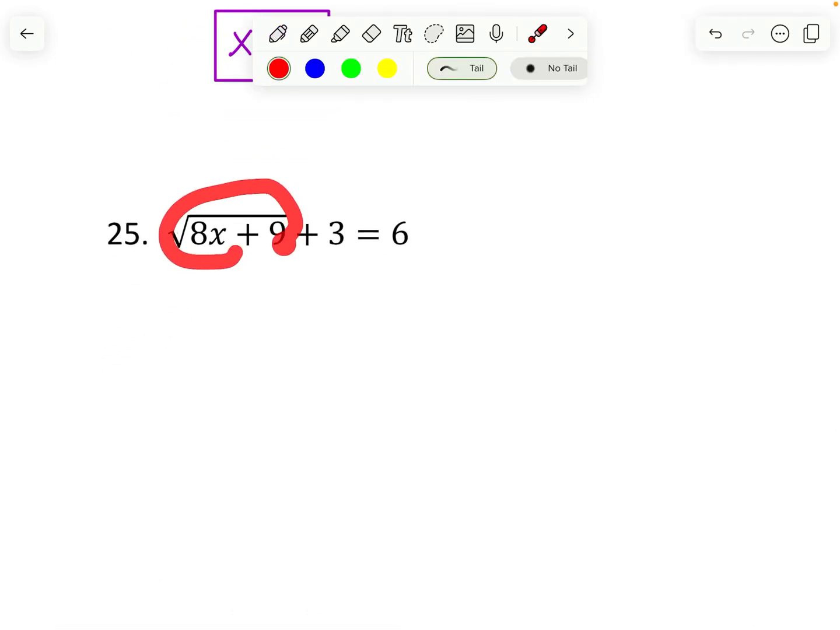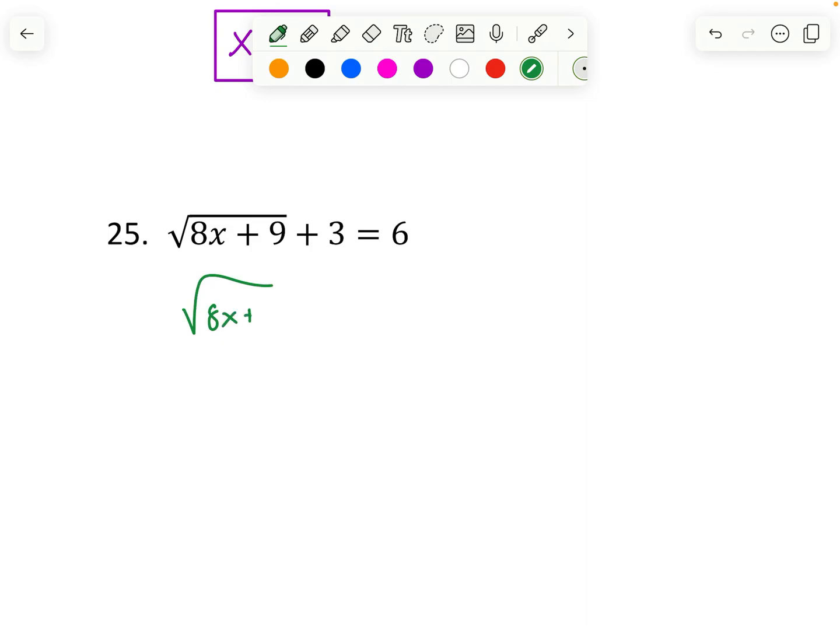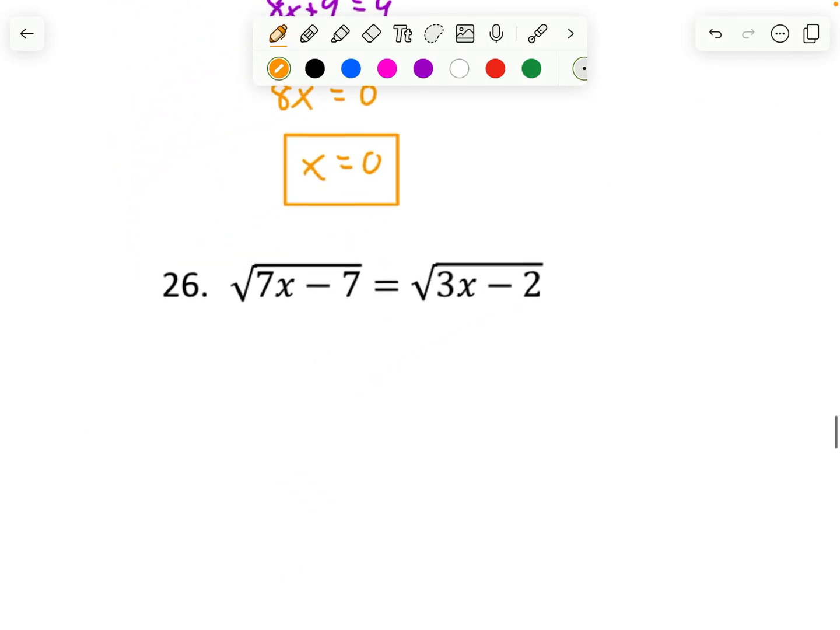This one, we're going to square both sides because we have a square root, but first you got to get rid of the plus 3. So you get square root of 8x plus 9 is equal to 3. Square both sides, giving us 8x plus 9 equals 9. Subtract 9, giving us 8x equals 0, so therefore x equals 0. Plug it in, see if it's extraneous or not.